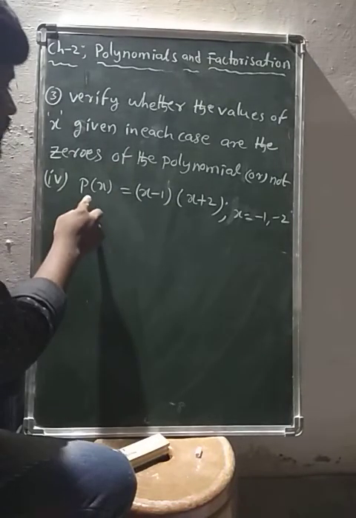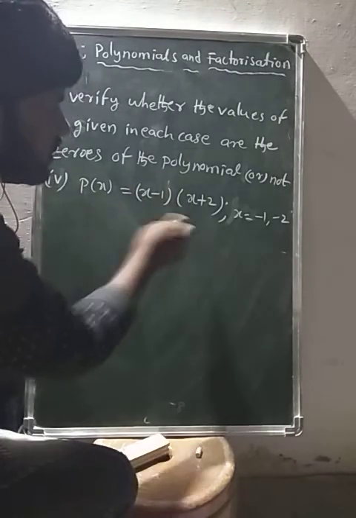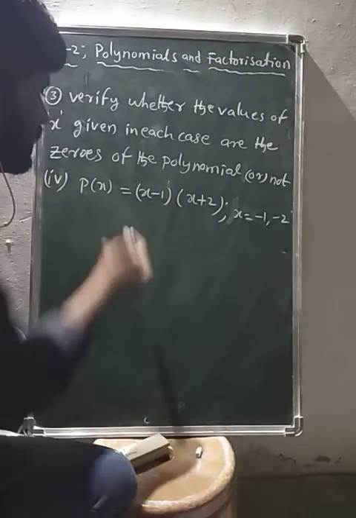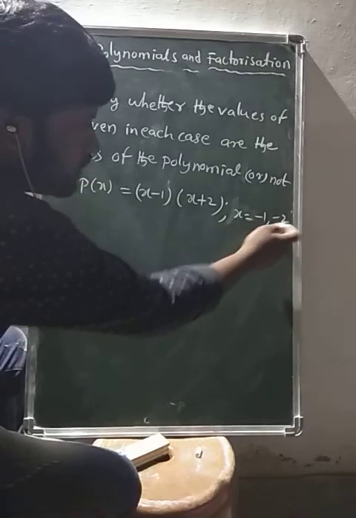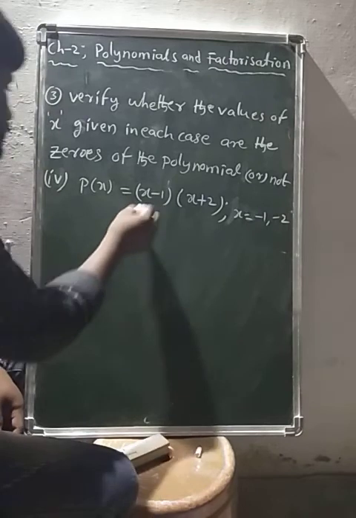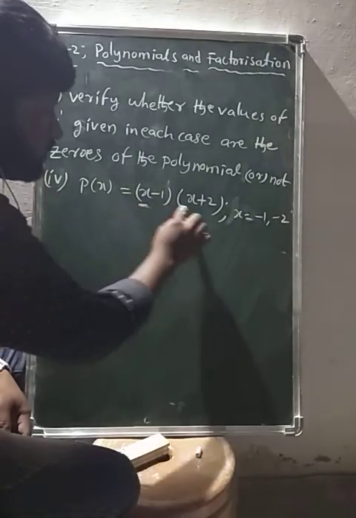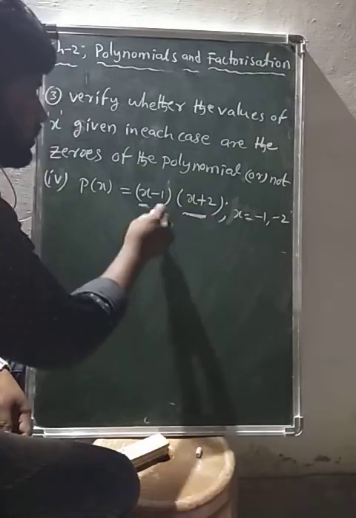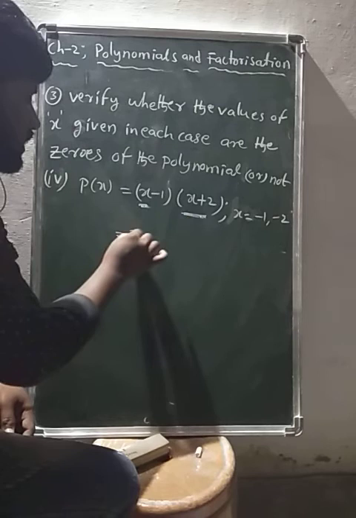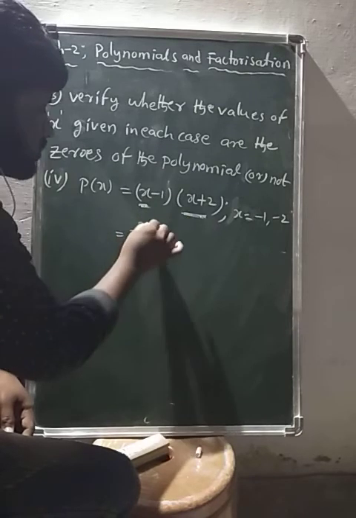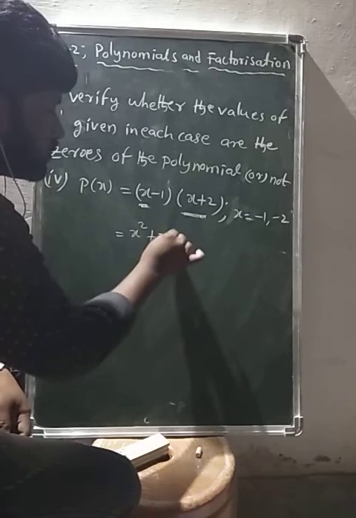The given polynomial is p of x equals (x minus 1)(x plus 2). The values of x are minus 1 and minus 2. First of all I am multiplying this complete expression with x. I multiply the complete bracket part. We get x into x, x square, plus x into 2, that is 2x.